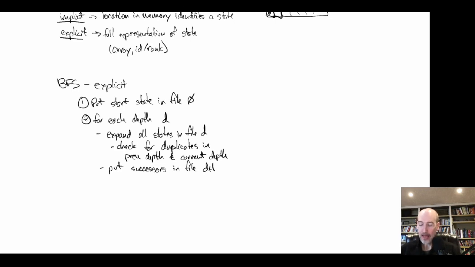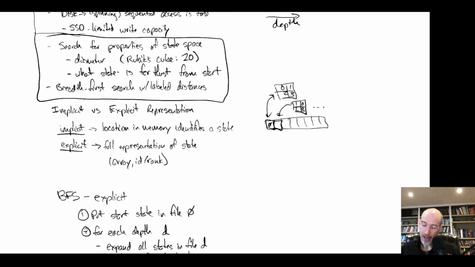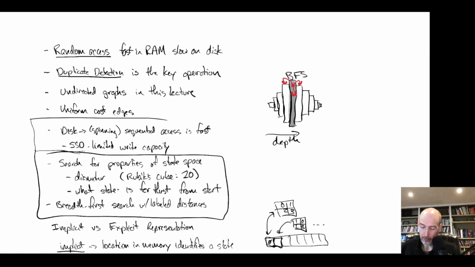Okay. And so if there's no duplicates, then this is easy, right? We just expand all the states in file D. We put the successors in D+1. Now, just to be really careful here, if we look back, what did we say the properties were up here? Spinning disk, sequential access is fast.